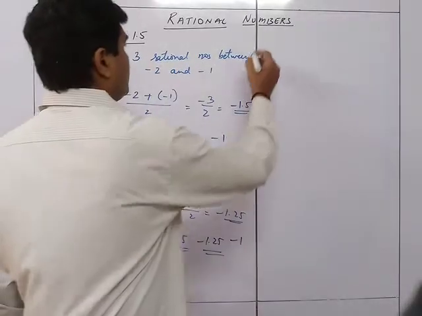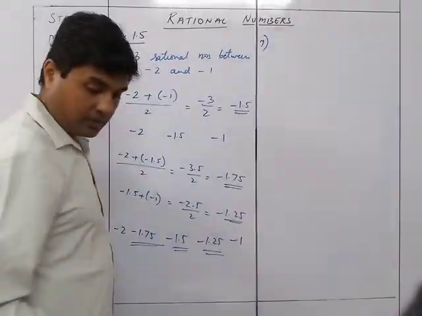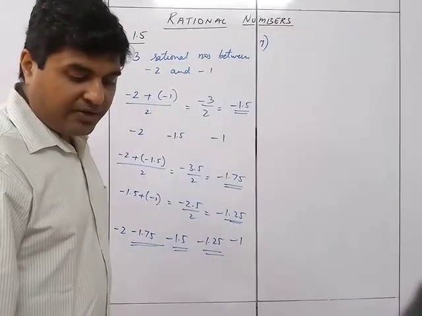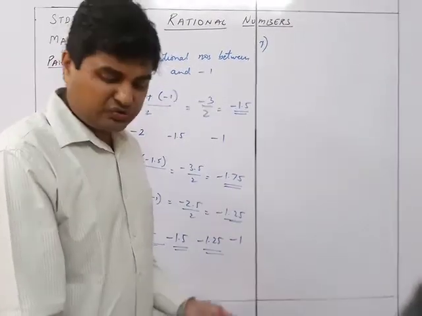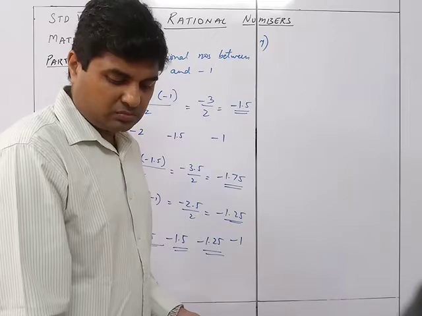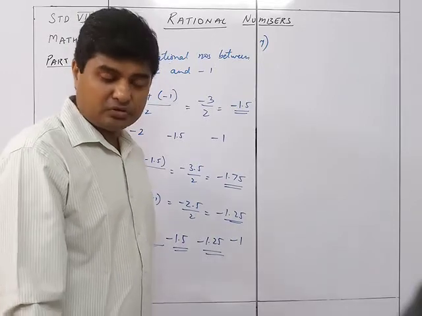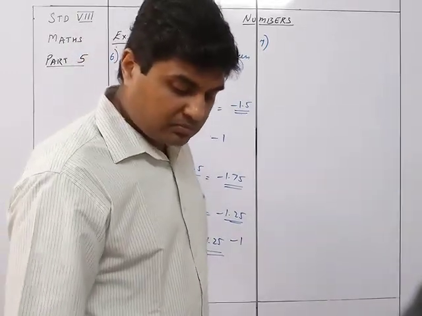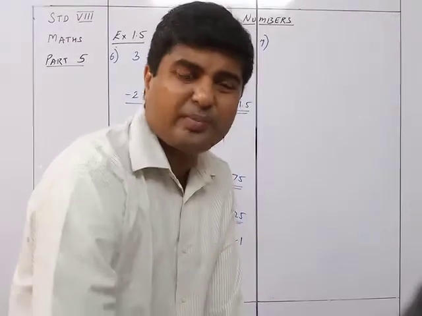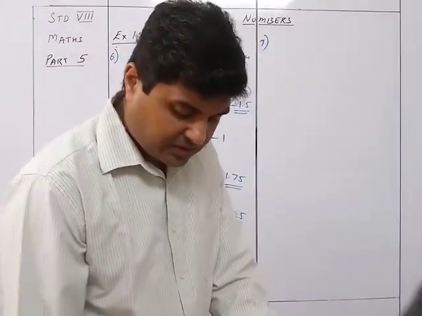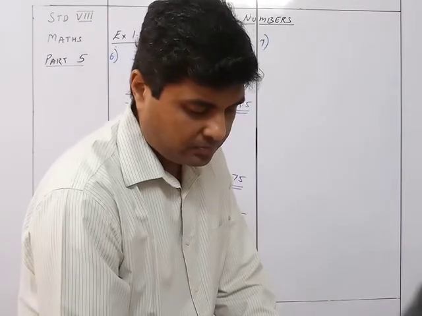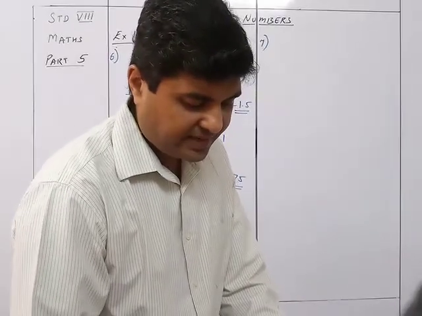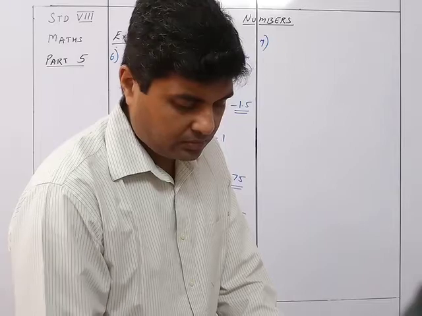The next is question number 7. Write 5 rational numbers which are smaller than -4. So it's quite a simple thing. You can take any number you want, but अगर करना ही है तो हम लोग 0 के बीच में भी ले सकते हैं. We can always take the numbers in between this one. So we're just taking some numbers in between.